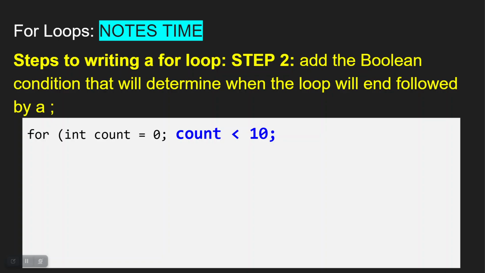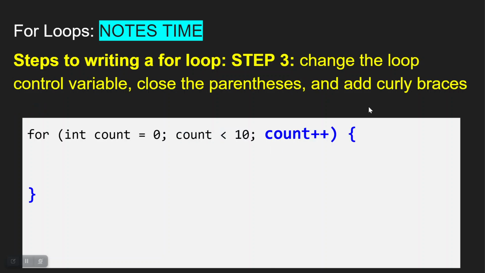Now, next thing you got to do is you need to add the Boolean condition that will determine when the loop will end, followed by another semicolon. So count is less than 10. That's my Boolean condition. I don't have to have parentheses around it this time. I just write it out like this, and again, have another semicolon. And then finally, you've got to change the loop control variable and then close the parentheses and then add your curly braces. So count plus plus means that my count variable is going to go up by 1 each time. And then I've got my opening and closing curly braces. So I am ready to rock and roll.